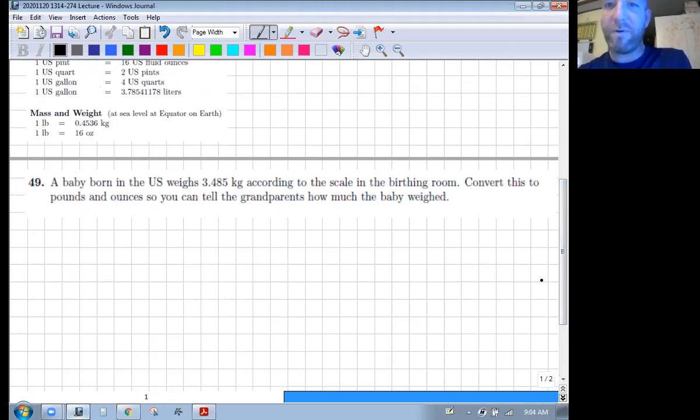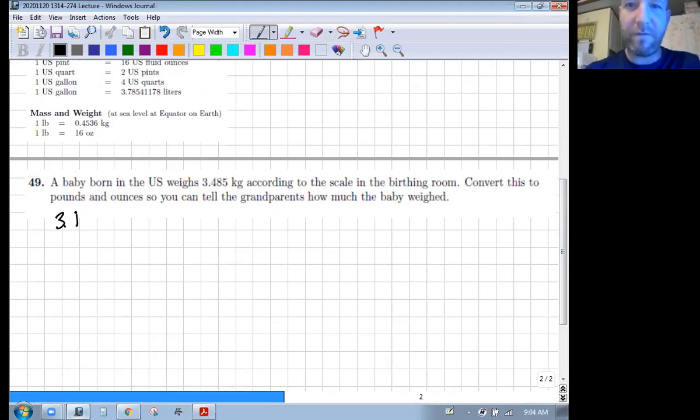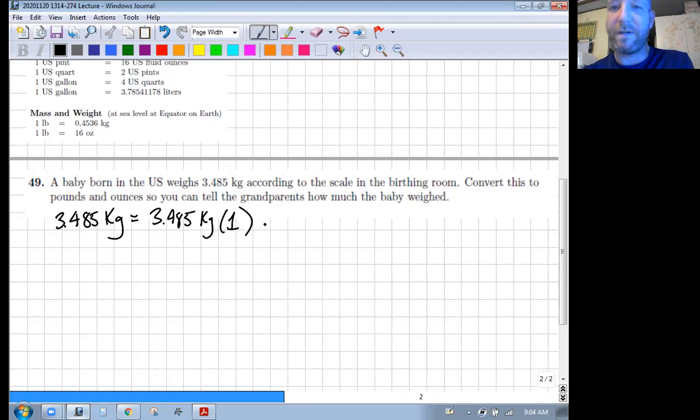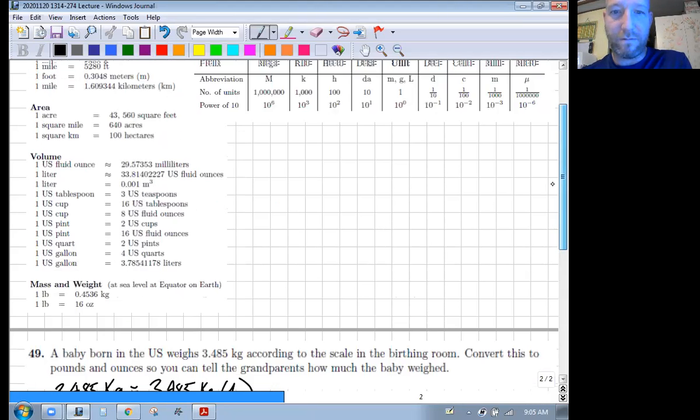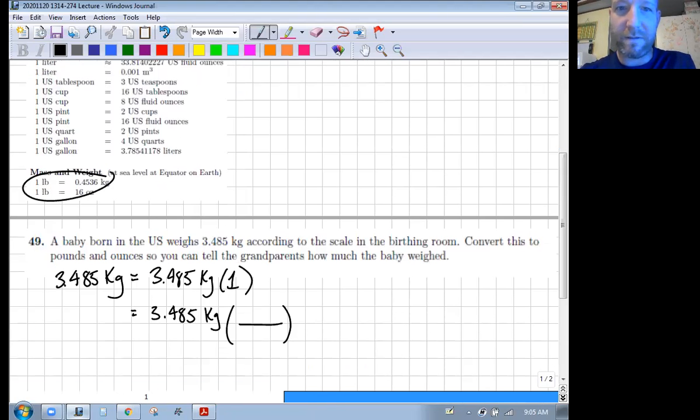A baby born in the U.S. weighs 3.485 kilograms. Convert this to pounds and ounces so you can tell the grandparents how much the baby weighed. Well, we take this guy, we multiply it by the number 1, right? But we use a smart one. In this case, we're converting kilograms to pounds. So here it is, right here.